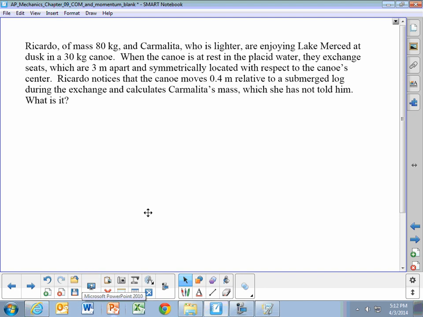So we have Ricardo with a mass of 80 kilograms and Carmelita with a lighter mass, but we don't know it, and they're in a canoe that's 30 kilograms. And so when the canoe is at rest, they exchange seats. Their seats are 3 meters apart and located symmetrically with respect to the canoe's center, which is going to be the center of mass of just the canoe.